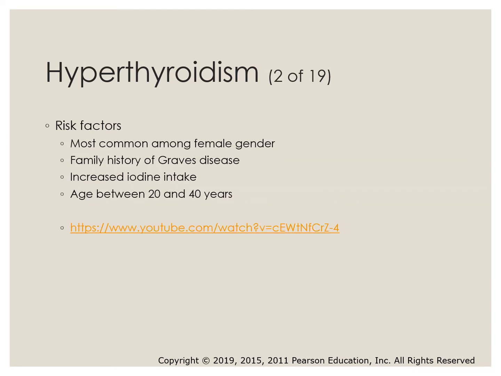The risk factors: women are at increased risk for hyperthyroidism, 8 times more likely than men. Genetic factors such as family history of Graves' disease also contribute to the risk, and other risk factors are being age 20 to 40 years of age, with an increased iodine intake. So they may monitor you and ask you, what is your intake of certain types of foods, so they can see how much iodine you're taking in.